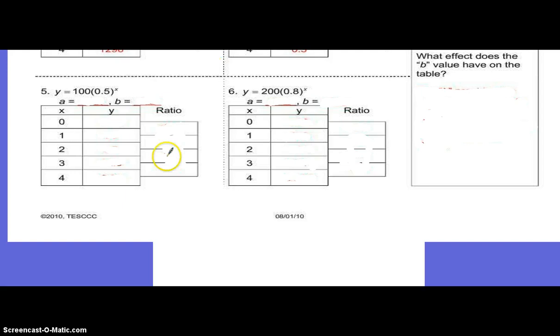Okay, now let's take a look at number 5. So we're going to do the same thing for number 5 that we did for 1 through 4. What is it showing that my a value is here? That's correct. My a value for number 5 would be 100, making my b value 0.5. So if I complete my table, I will have it decreasing by a ratio of half each time.